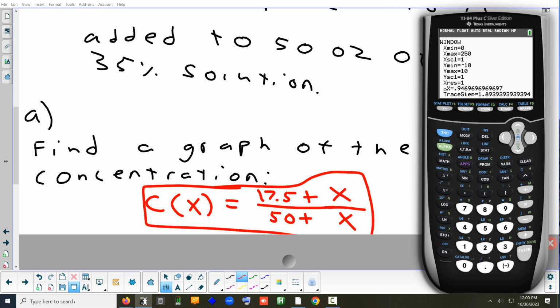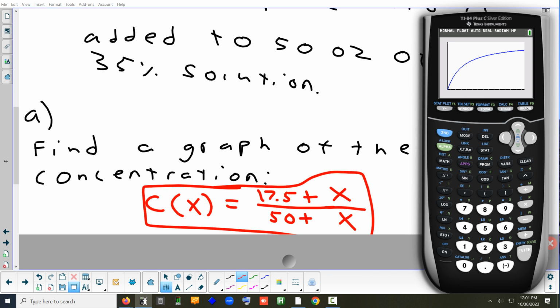Why min? That's the lowest that the concentration could possibly go. The lowest it could go is 0.35. And the highest? 100. And as a decimal, that's 1. So if you graph that, there's a graph of the concentration. The more and more acid you pour in, the higher and higher the concentration gets. But the concentration will never reach what? 100%. Why can't it reach 100?